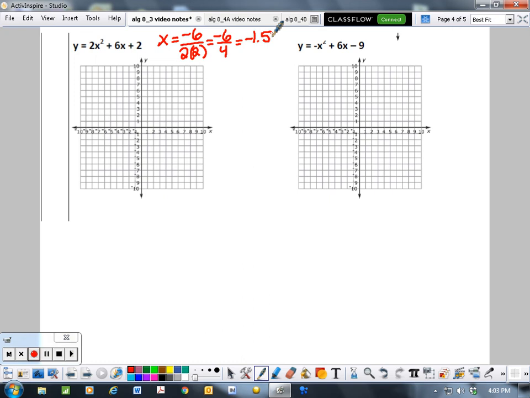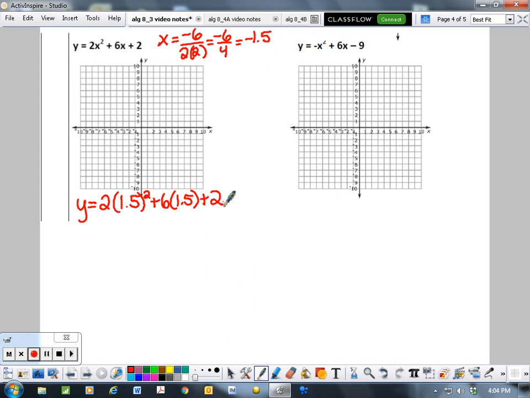And yes, this happens, so be really careful about it. You won't see this a lot in our assignments, and I thought I meant to change this, but I must have forgotten to. So negative 1.5. And then we would plug that in. So y equals 2 times 1.5 squared plus 6 times 1.5 plus 2. Then we're going to grab our handy dandy calculator and use that to help us figure this out.